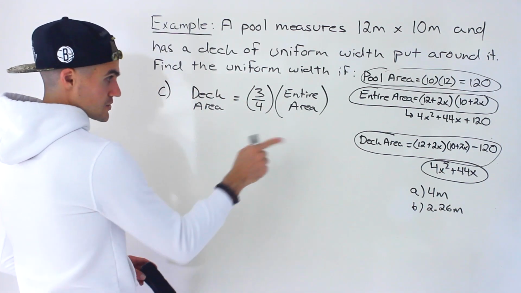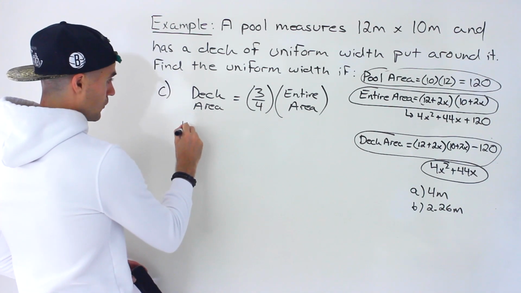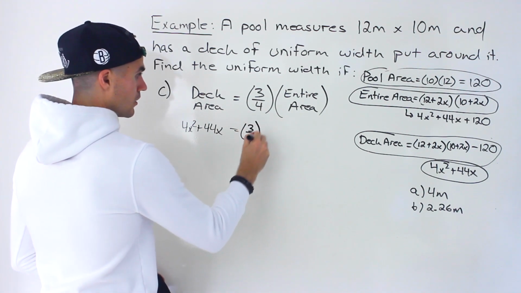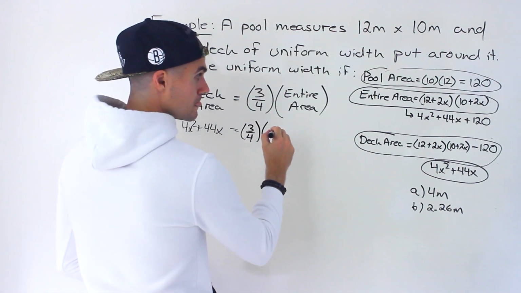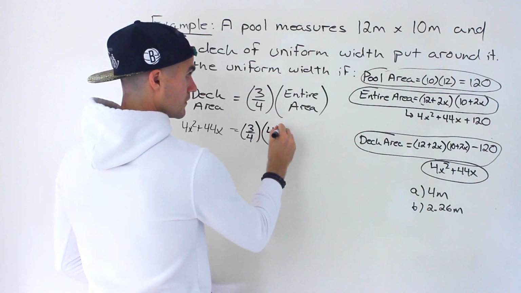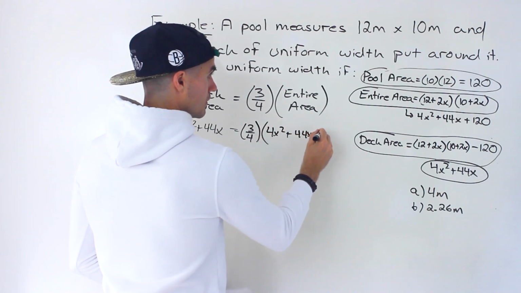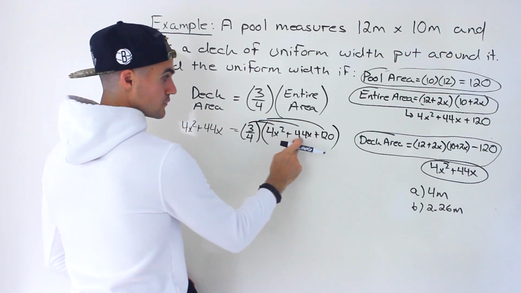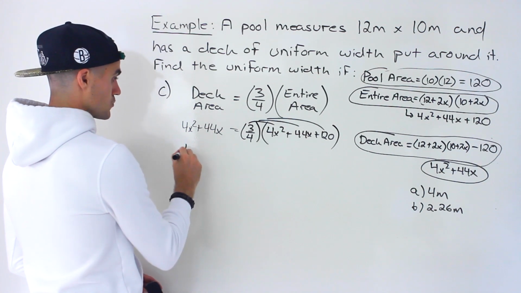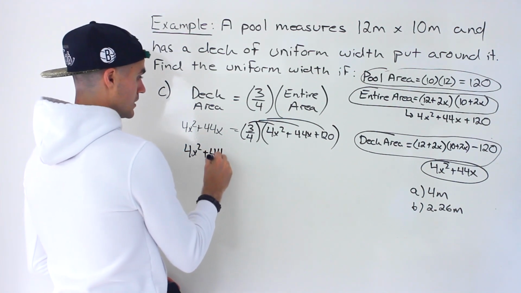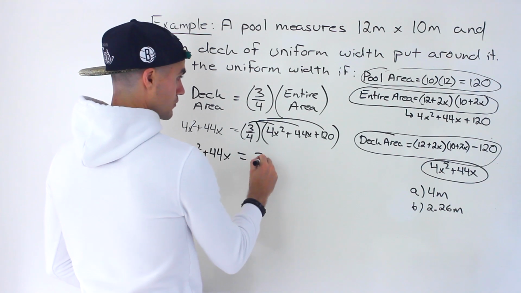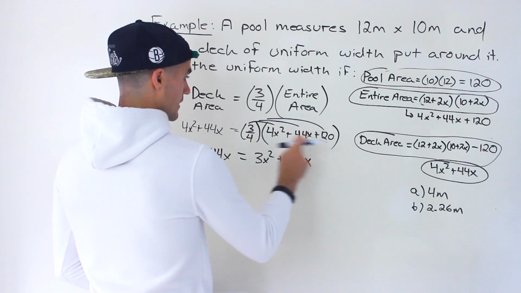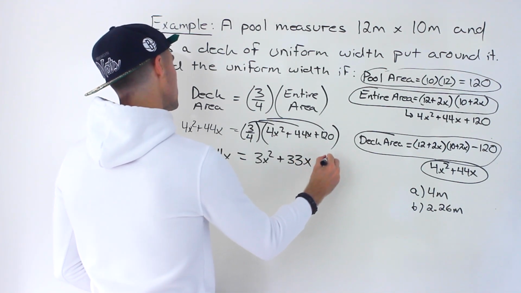Okay, so now let's plug everything in. So the deck area, again, we have that expanded. It's just 4x squared plus 44x. And then we got 3/4 over here. And then we have the entire area, which is that expanded version. Like that. What's nice is 3/4 if we multiply it by all these, or 0.75 if we multiply by all of these, we're going to get smooth integers. That's not always going to happen. But in this case, it's nice that it does. So we'd end up with 3x squared. 3/4 of 44 would be 33x. And then 3/4 of 120 would be 90.